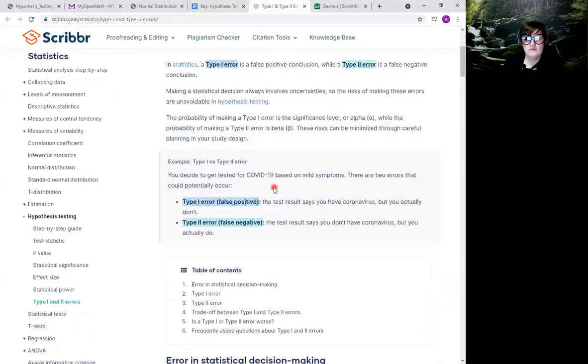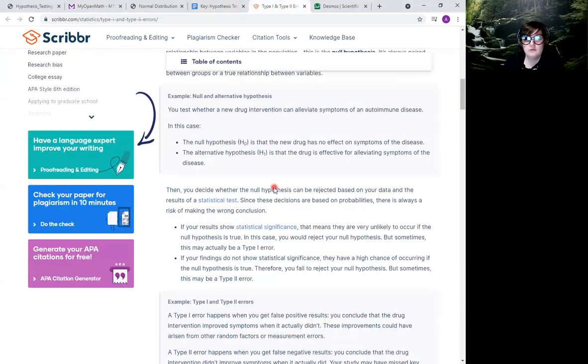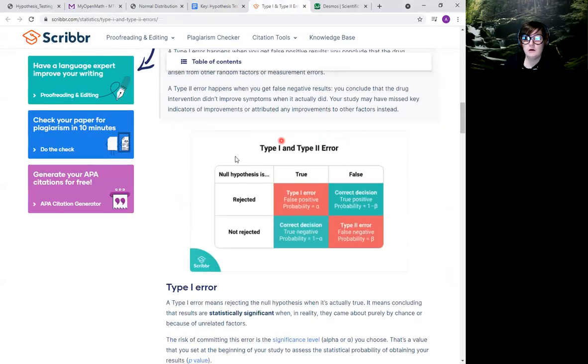This is a nice table, if you go down a little bit, right here, and I have one of these in your homework that you're going to have to fill out. Making a table really, I think, helps understand what we're talking about with type 1 and type 2 errors.